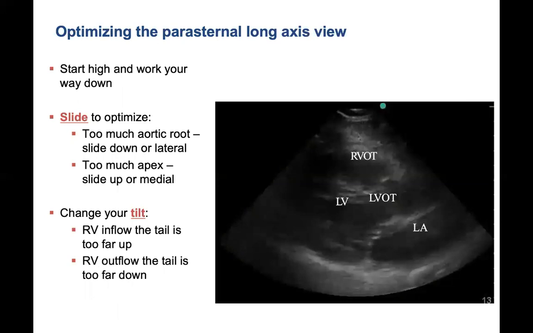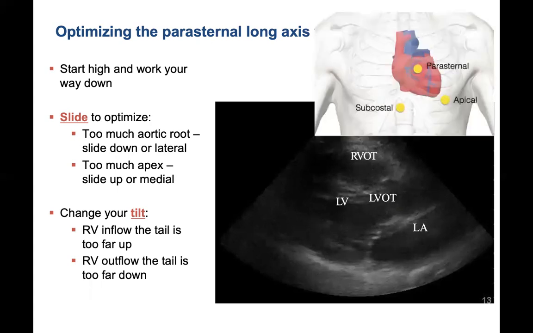How do we optimize this view? This is a more FoCUS view, I like to say, of the parasternal long axis view, where you have to use a bit of your echo imagination. To optimize this view, I often say we should start high and work our way down. We're going to often do some sliding. If you look at the picture of the heart in the chest, if we're seeing too much of that aortic root, we might be too high in the chest, too close to the sternum. So you're going to just slide down, or maybe even more lateral.